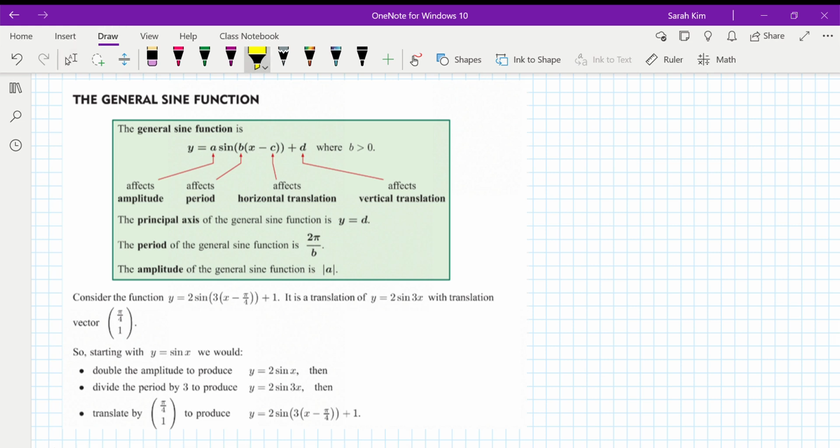So write some notes down for the general sine function. We've looked at horizontal translation, vertical translation, and effects of periods. So this is putting it all together. So you have A, B, C, and D. So copy this all down.